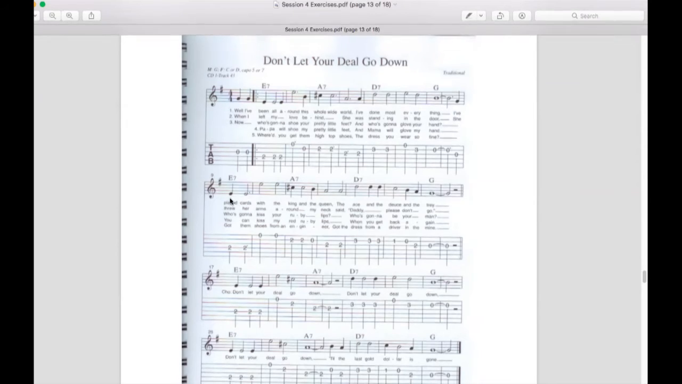And then he does it again. E7, A7, D7, G. And again, E7. You get the idea. The whole piece is just that one progression. So let's play it together. 1, 2, 3, 4. I'm sorry, let's do that again.